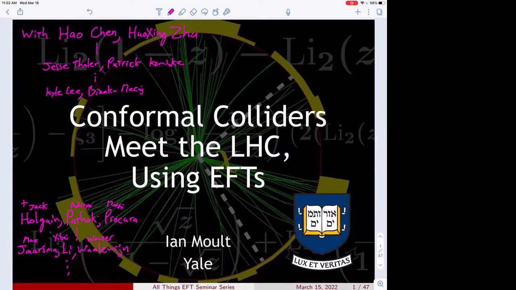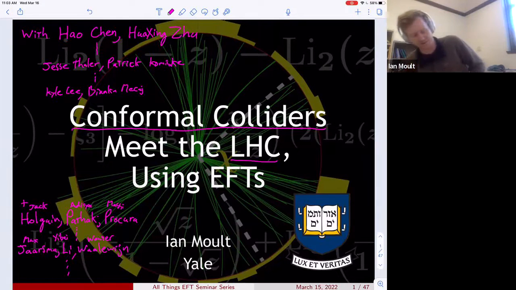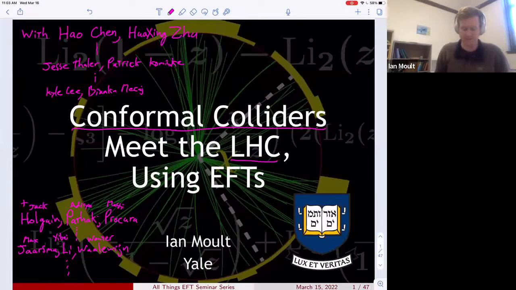Yeah, so today I'm going to tell you about a series of work that I've been doing over the last couple years in trying to bridge the gap between some recent developments on the more formal side, in particular what goes into the name of conformal colliders, and the real world colliders such as the LHC that most people here are maybe more in tune with.